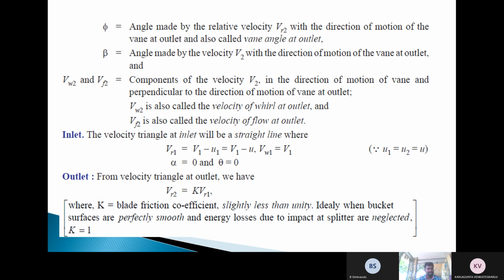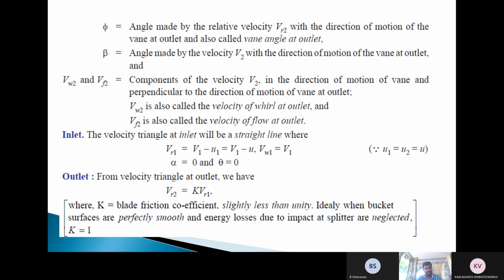Next, beta is the angle made by the velocity V2 with the direction of motion of the vane at outlet. Next, VW2 and VF2 are the components of the velocity V2, in the direction of motion of the vane and perpendicular to the direction of motion of the vane at outlet. VW2 is also the velocity of whirl at outlet, and VF2 is also the velocity of flow at outlet. Okay, these are the terms.